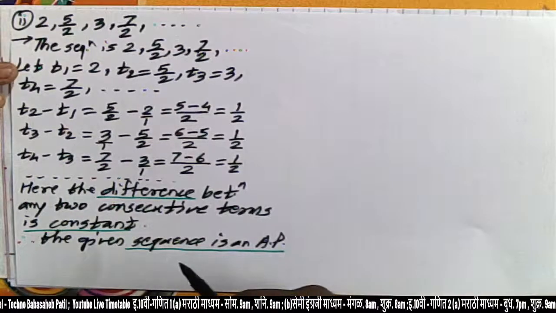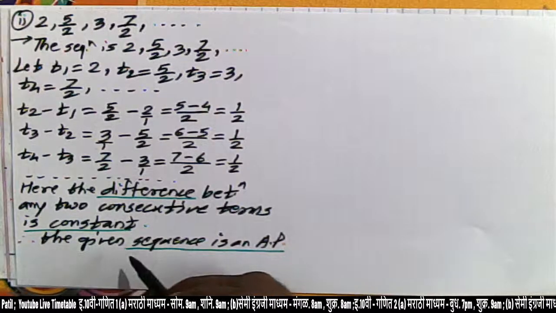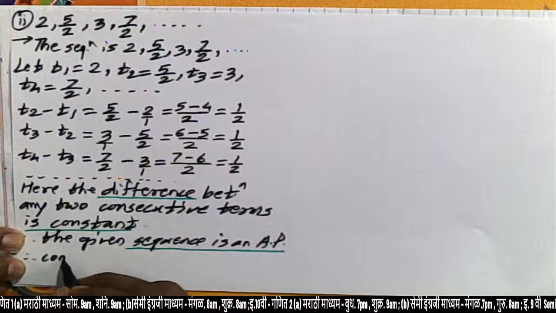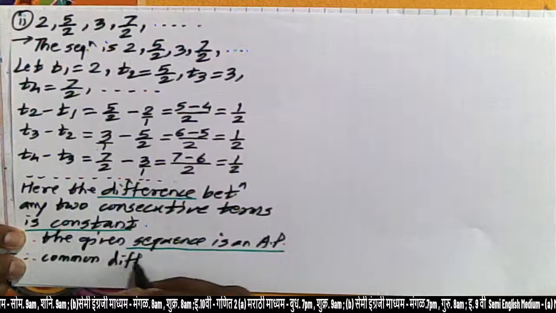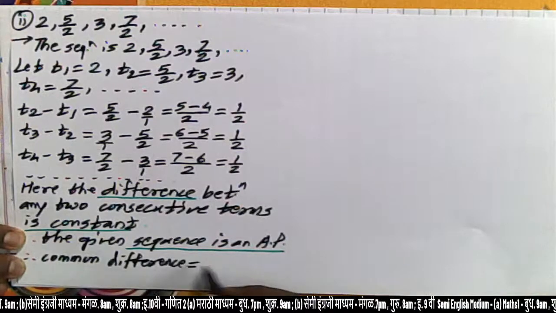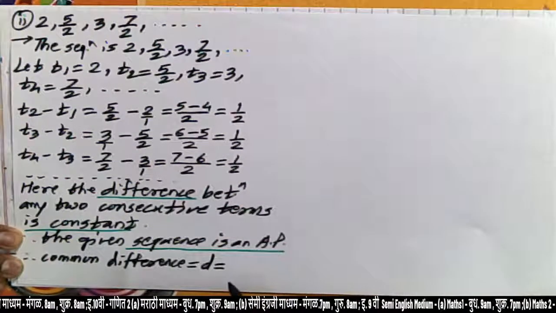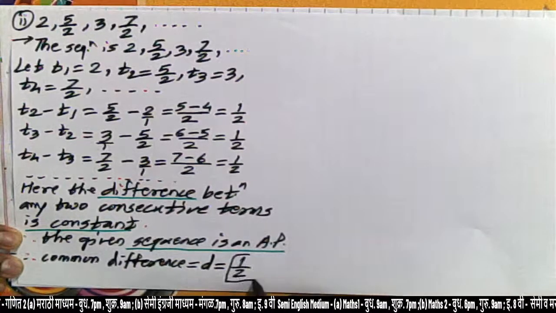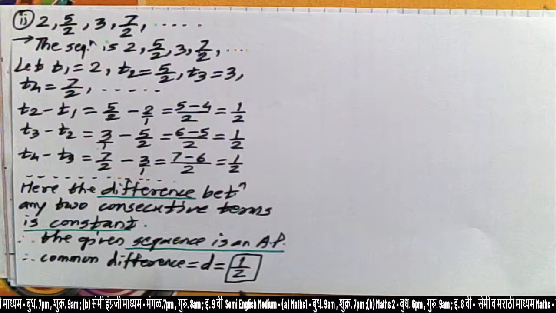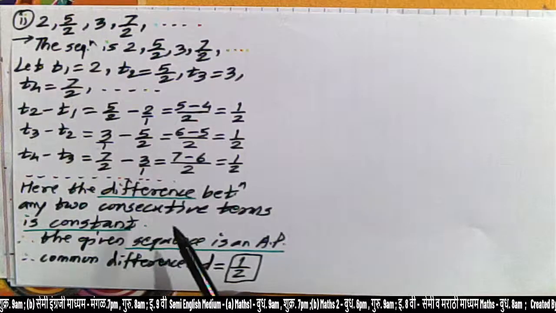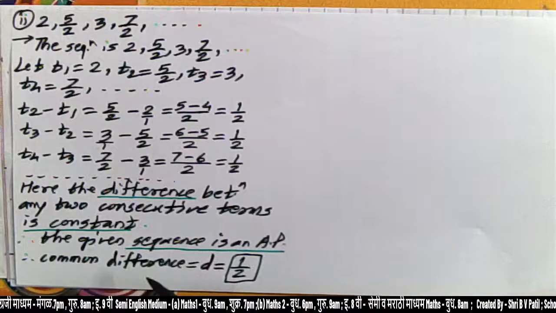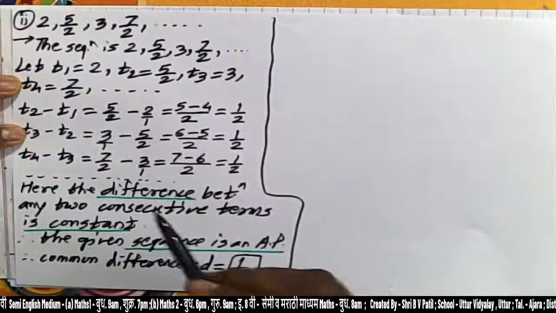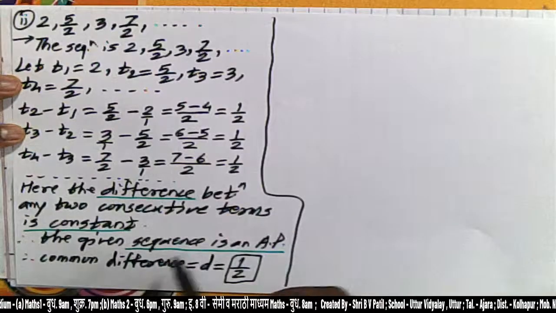And question is, if sequence is an AP, find the common difference. Therefore common difference is denoted by D, and common difference is constant, that is 1 upon 2. That is the exact answer. In previous example, given sequence is not an AP, therefore we cannot find common difference. Here this sequence is an AP, and therefore we can say common difference.